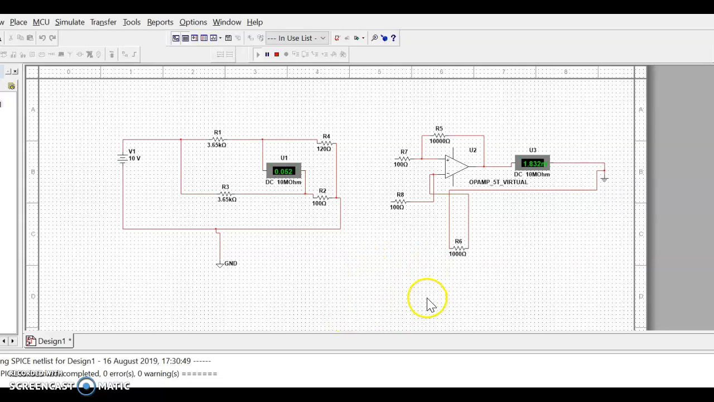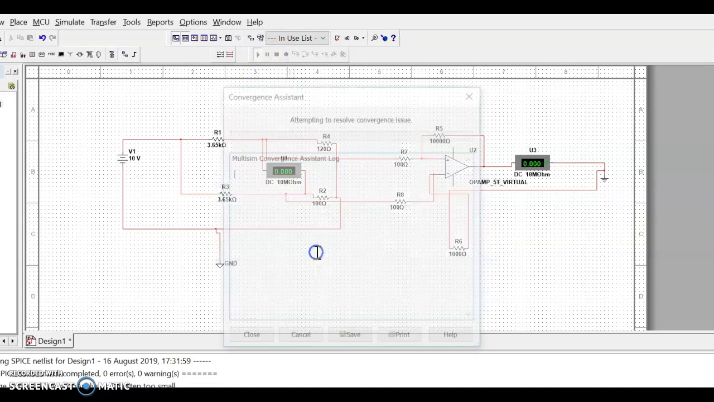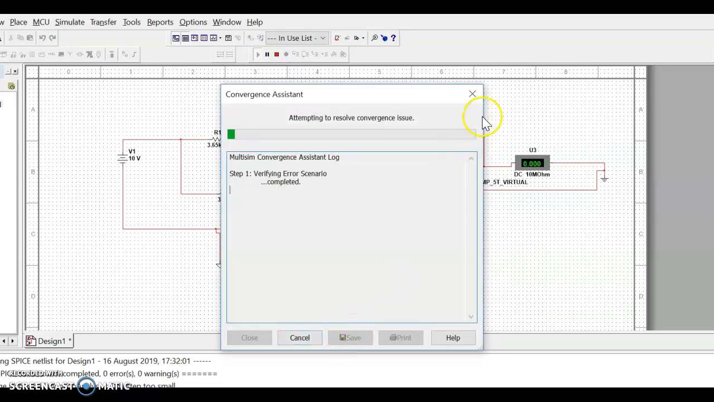Going on to the amplifier. The amplifier, when connected, is causing the readings to change. And I'm not sure now why this is happening.